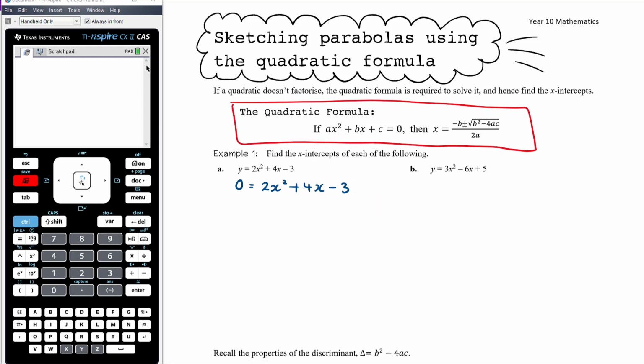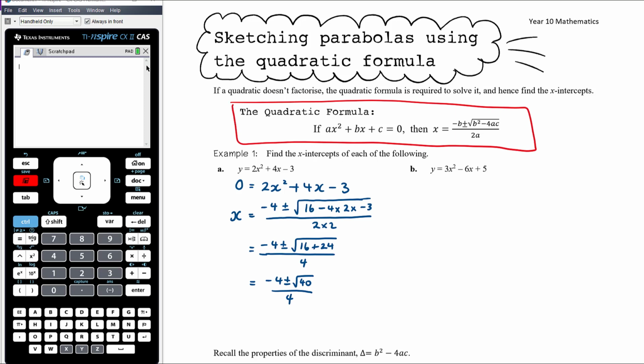Alright, so we've got the rule up there. So x is going to be equal to negative b, which in this case is negative 4, plus or minus the square root of b squared, 4 squared, which is 16, minus 4 times a, which is 2, and times c, which is negative 3, all over 2a, so that's 2 times 2. So we've got negative 4 plus or minus the square root of 16, that's going to be plus because we've got minus minus there. 4 times 2 is 8 and times 3 is 24, all over 4. So we've got negative 4 plus or minus root 40 on 4.